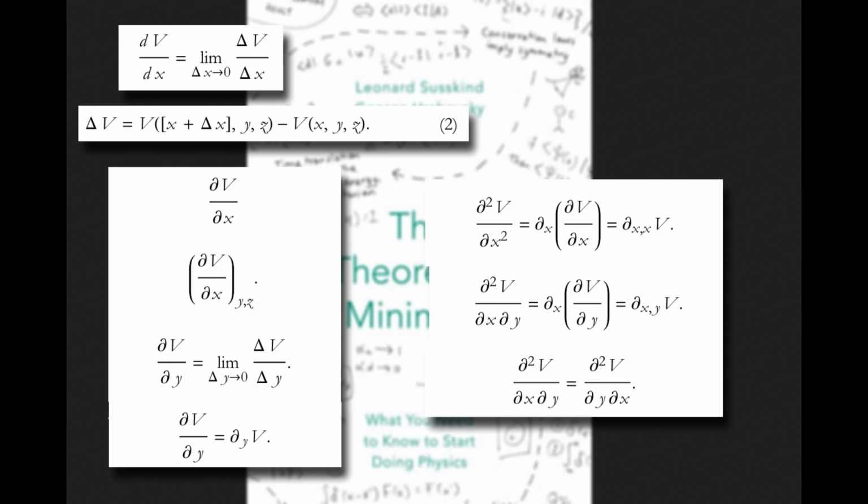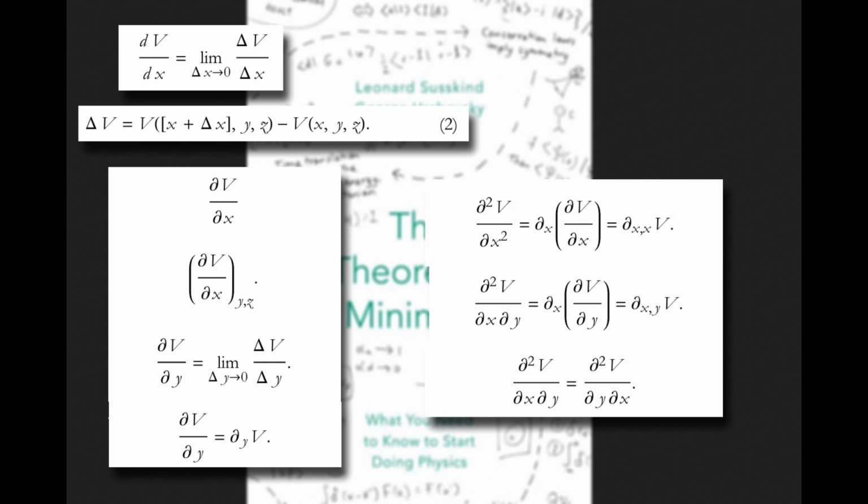Or when we want to emphasize that y and z are fixed, we write del V by del x subscript y z. By the same method, we can construct the partial derivative with respect to either of the other variables. Del V by del y equals the limit as delta y goes to 0 of delta V by delta y. A shortened notation for the partial derivative of V with respect to y is del V by del y equals del y V. Multiple derivatives are also possible.